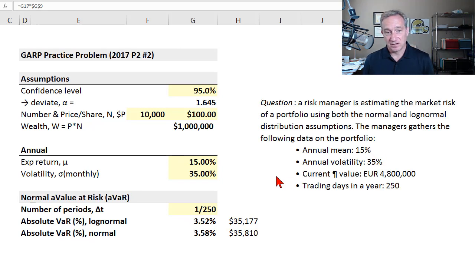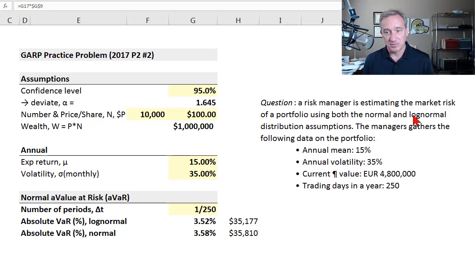So finally, let's take a look at an actual practice problem. This is GARP's 2007 practice paper, part 2. And it was only question 2, so it was very early in that practice exam. And I think I've abbreviated some of the verbiage here, but here's the basic setup.